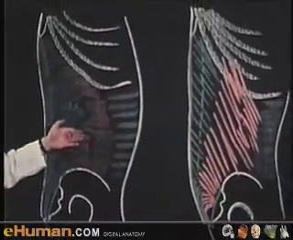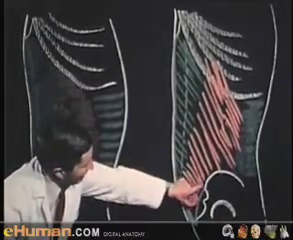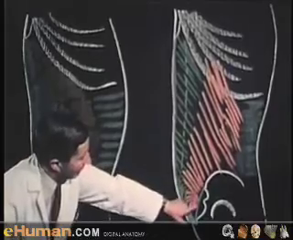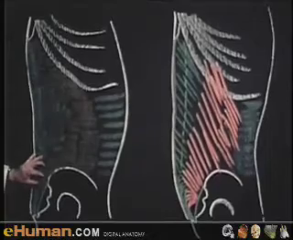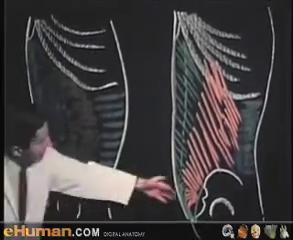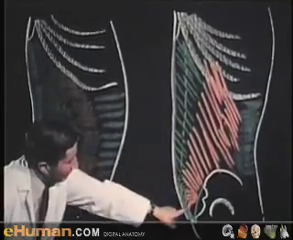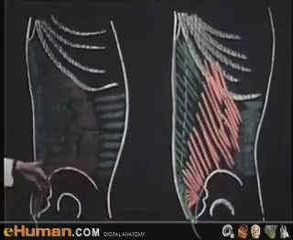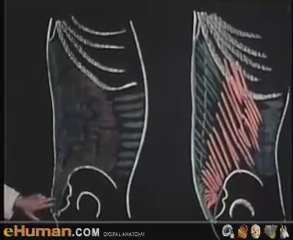Now we can compare the internal oblique with the transversus abdominis. Notice how the fibers of the internal oblique arise from the lateral half or more of the inguinal ligament, whereas the fibers of the transversus abdominis arise only from about the lateral third or less of the inguinal ligament. Notice how the fibers of the internal oblique arch up and down and join the conjoint tendon. Notice how the fibers of the transverse abdominis do the same thing and join the conjoint tendon.